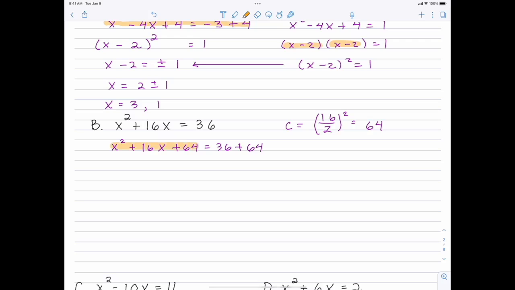You can deal with the left-hand side either by factoring or recognizing it's a perfect square. So let's see. This is a perfect square. The square root of this is x. The square root of this is 8. X times 8 is 8x, times 2 is 16x.